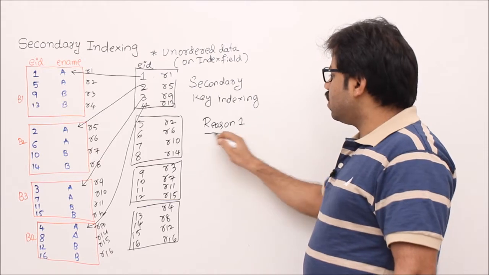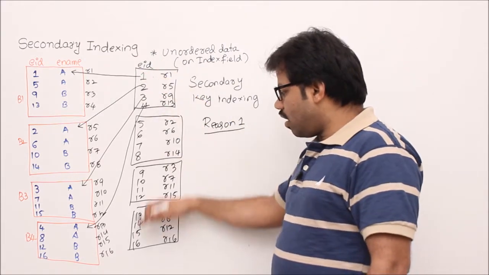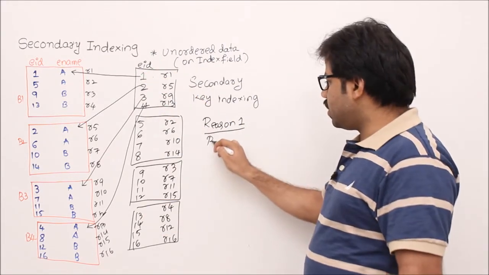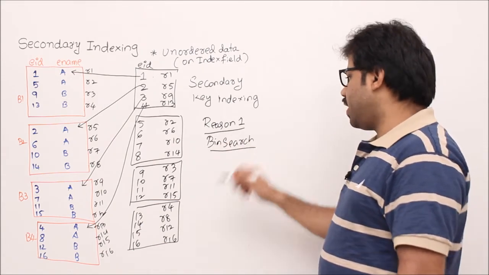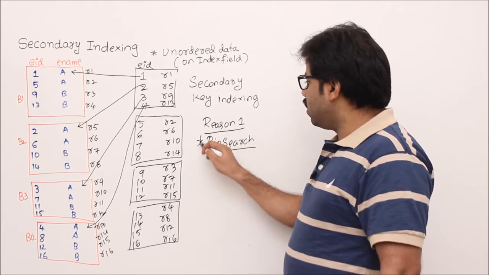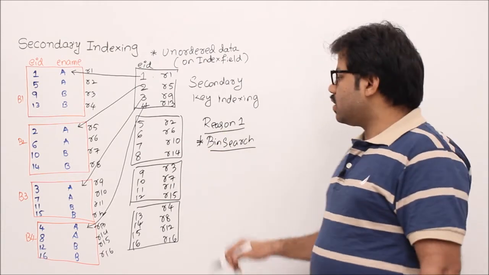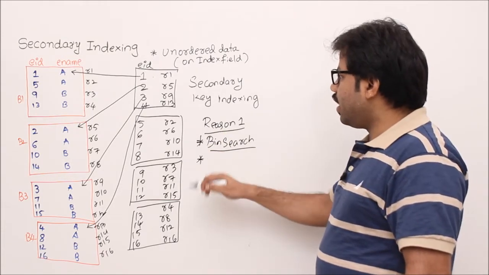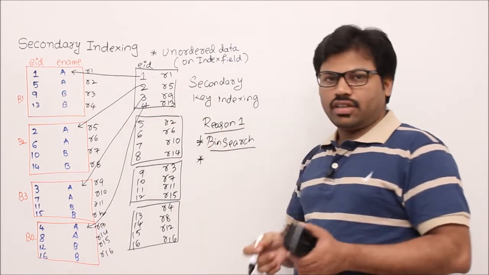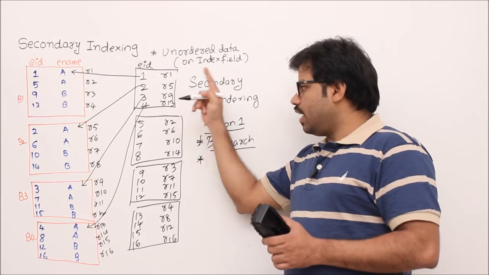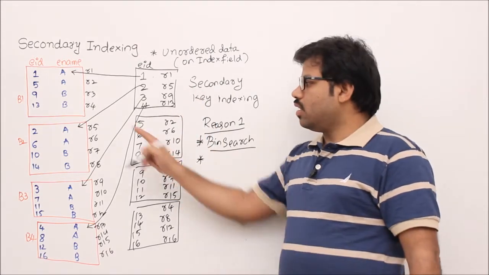Reason number 1 is, at least this time I am maintaining the ordered data, correct? I can apply binary search whenever I can, right? So generally when we use binary search, that is one advantage. The second advantage is, when you create an index, usually the size will not be as you are thinking. That means relatively the index file size will be smaller than your original file.